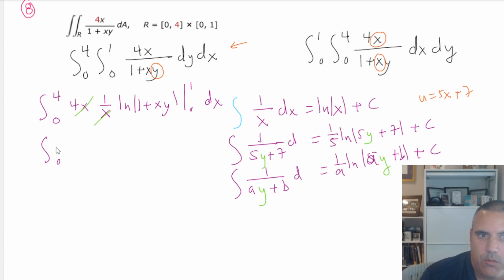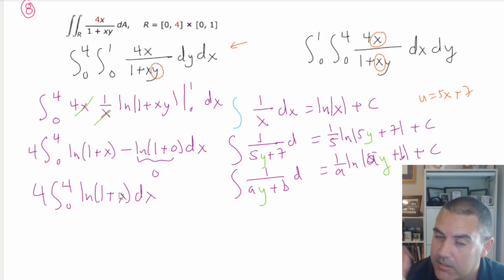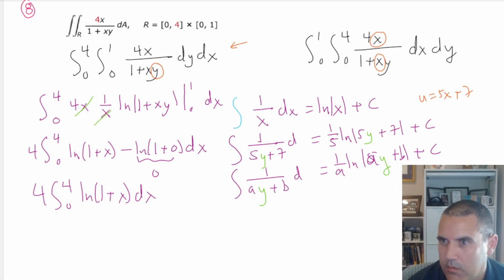And so you get the integral from 0 to 4. In my case, there's this extra 4, so I'll pull it out. Log of 1 plus x minus log of 1 plus 0, and that's just 0. Now you get to do your integration by parts. This is a class. Integration by parts is really good for products, logs, and inverse trig. Okay, so that's a bit of integration review. I hope that's helpful.